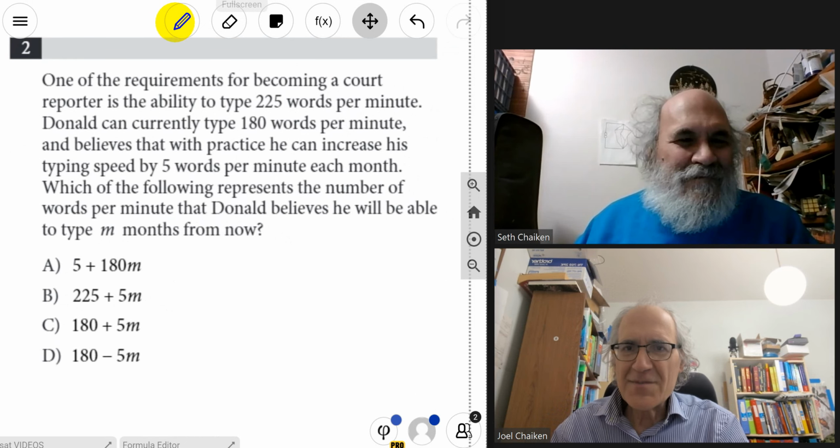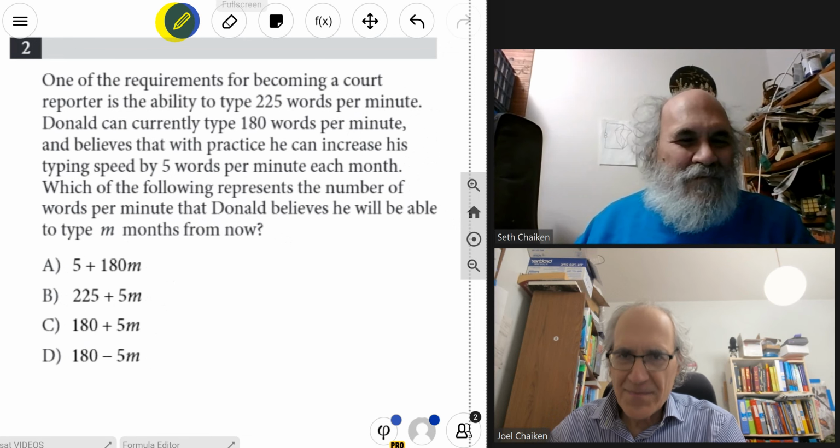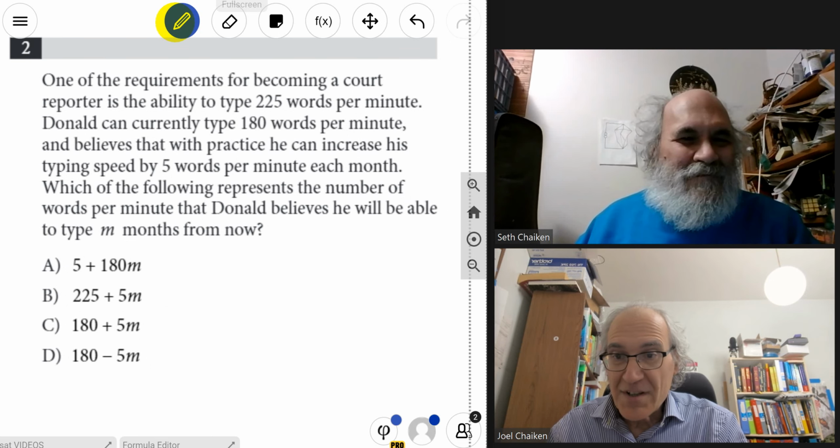One of the requirements for becoming a court reporter is the ability to type 225 words per minute. Donald can currently type 180 words per minute and believes that with practice he can increase his typing speed by 5 words a minute a month. Which of the following represents the number of words per minute that Donald believes he will be able to type M months from now?